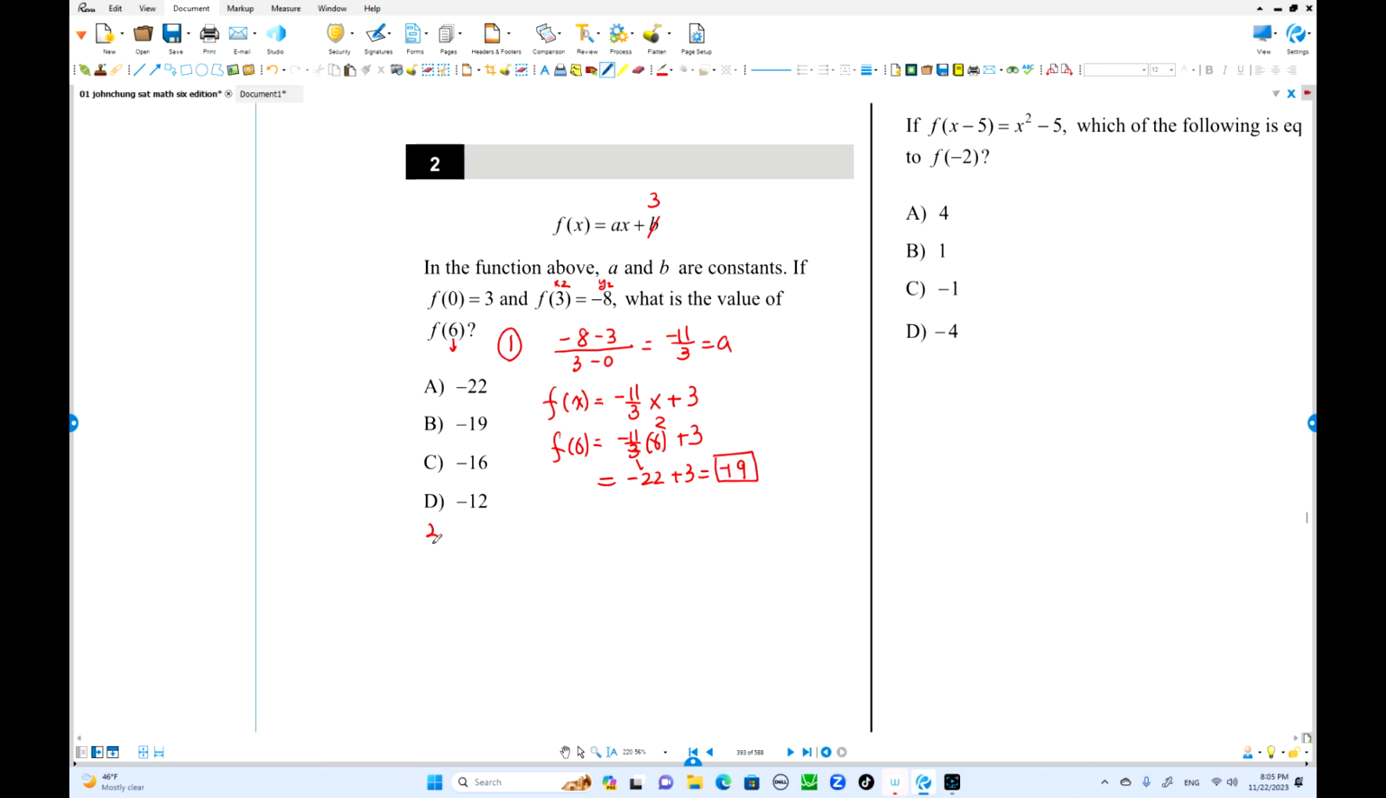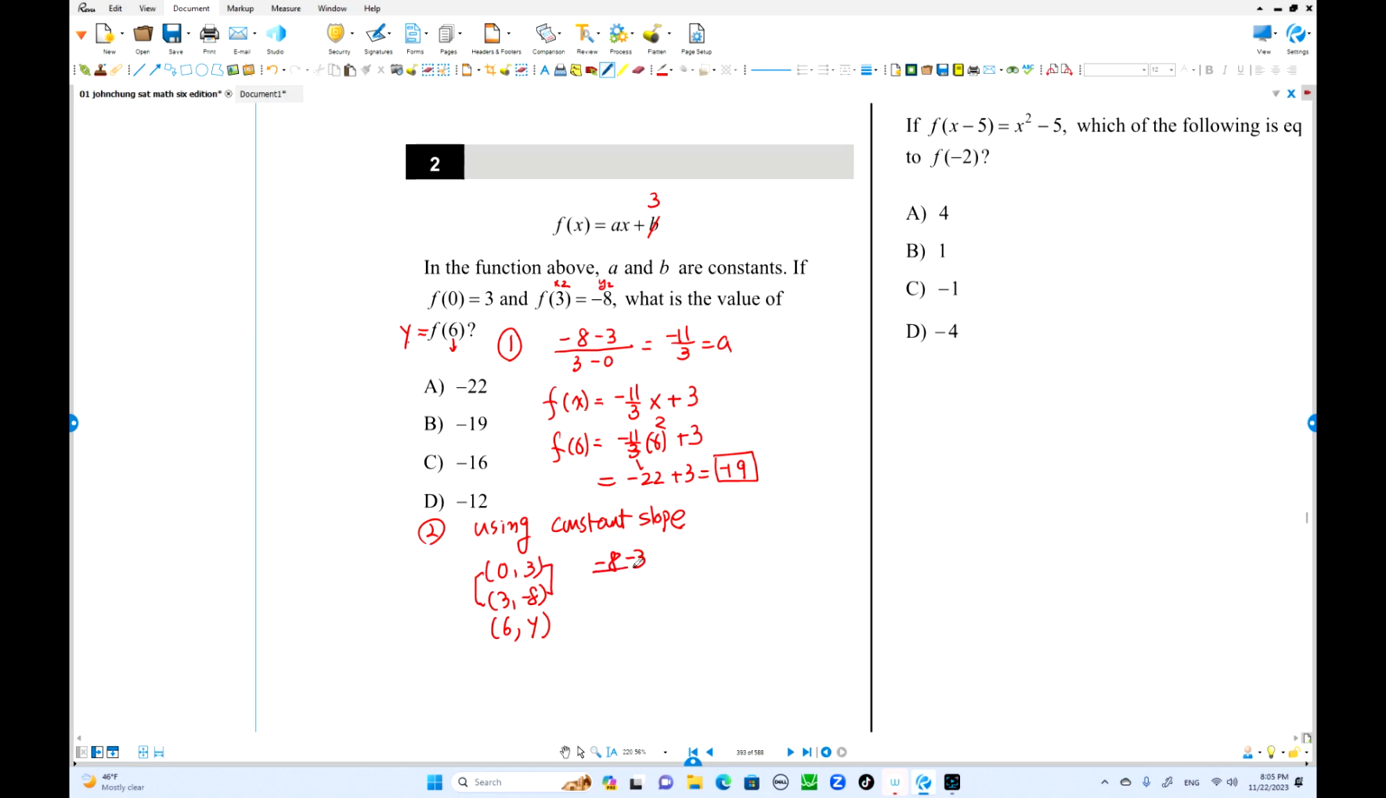That was using the equation. But the next one is better, I think, using the slope, because this is linear, right? Using constant slope. So we have 3 points. When x equals 0, y is 3. When x equals 3, y is negative 8. When x is 6, the value of y, I'm going to take this as k. Okay, you can use y, it doesn't matter. I'm going to use y, it's better. How can you find y? The slope is constant, okay?